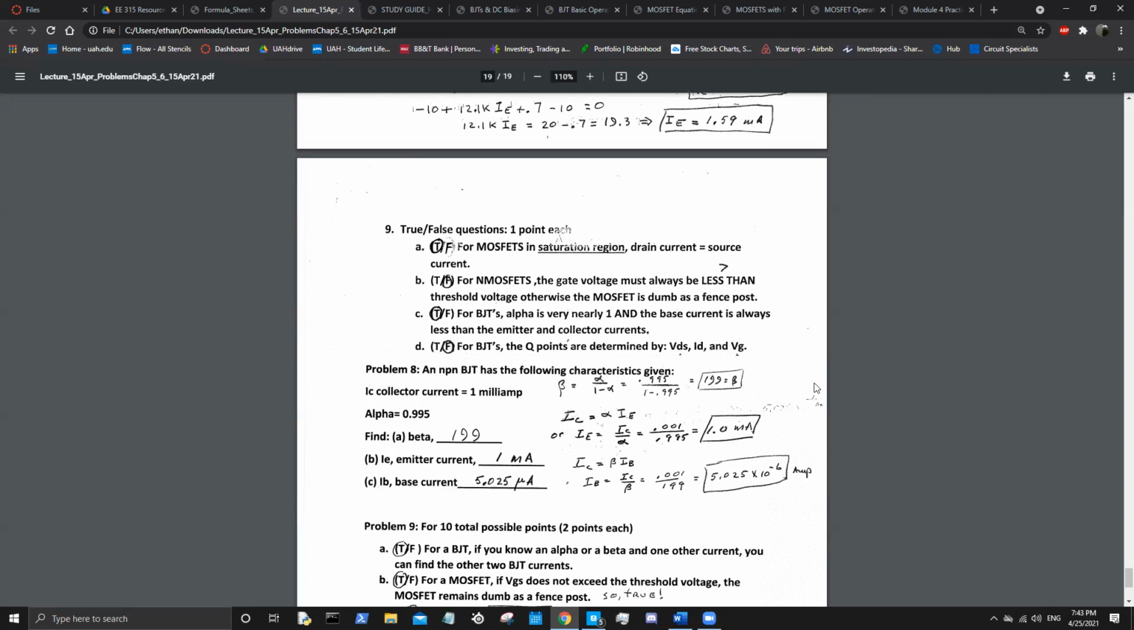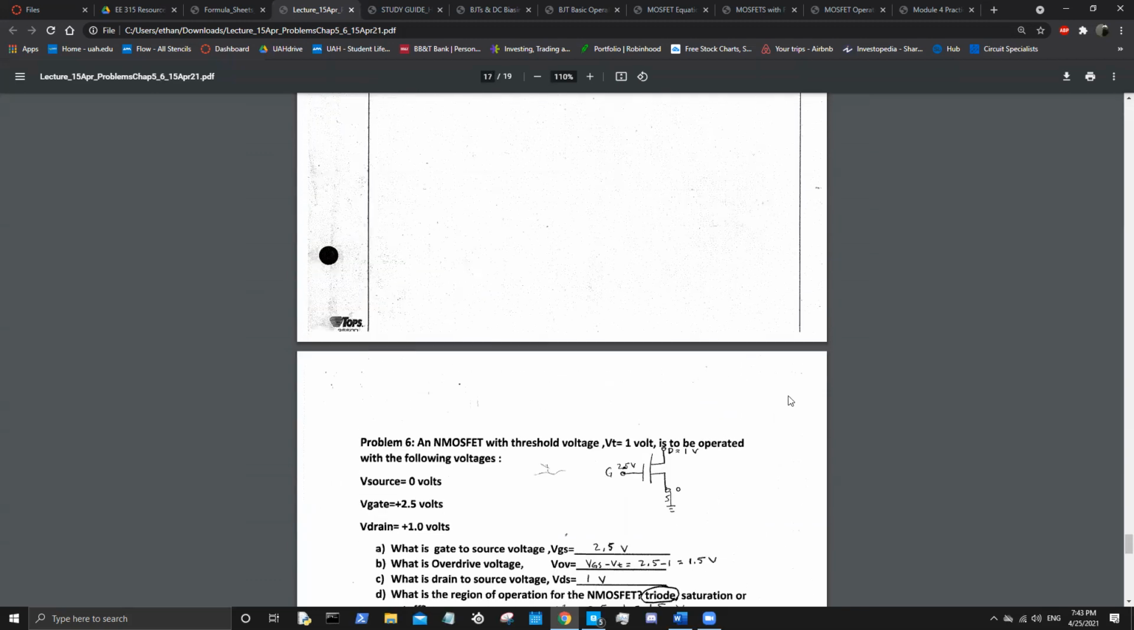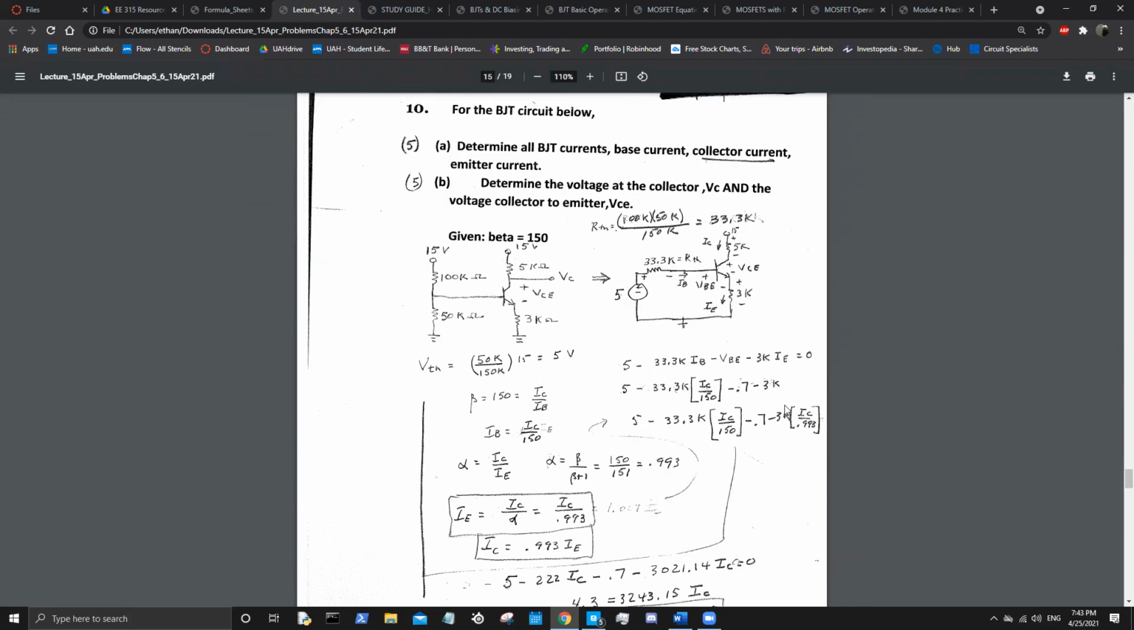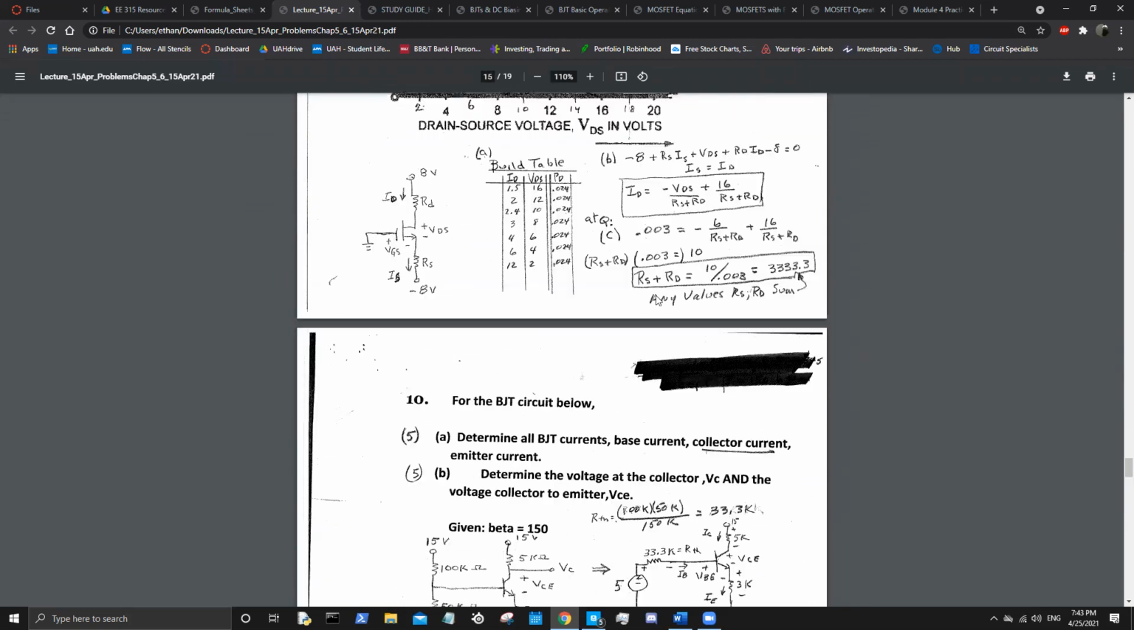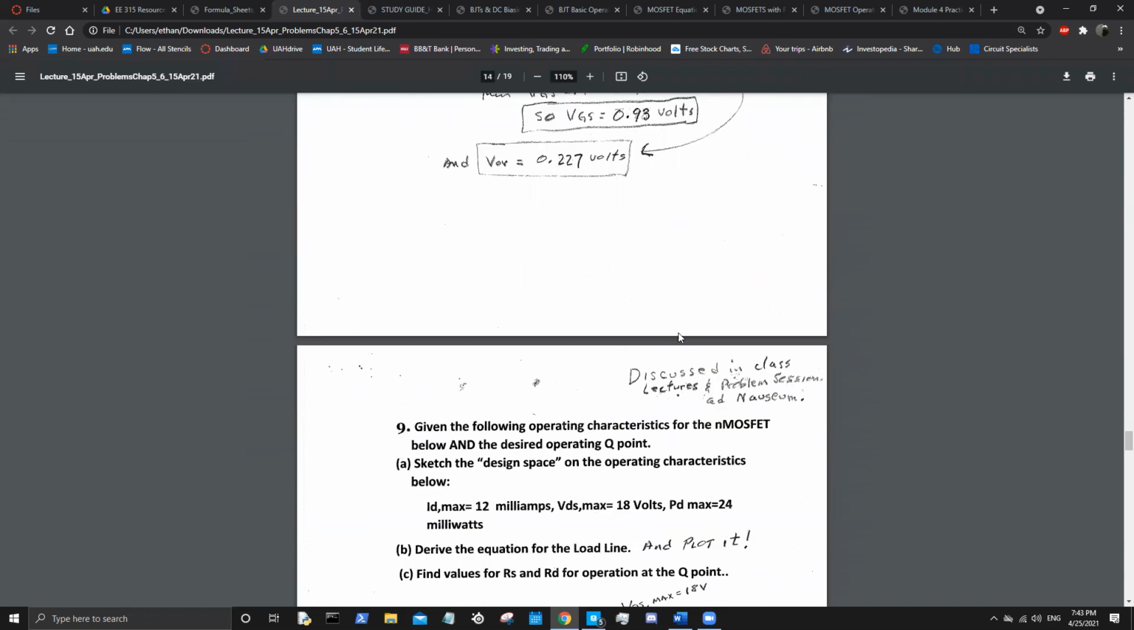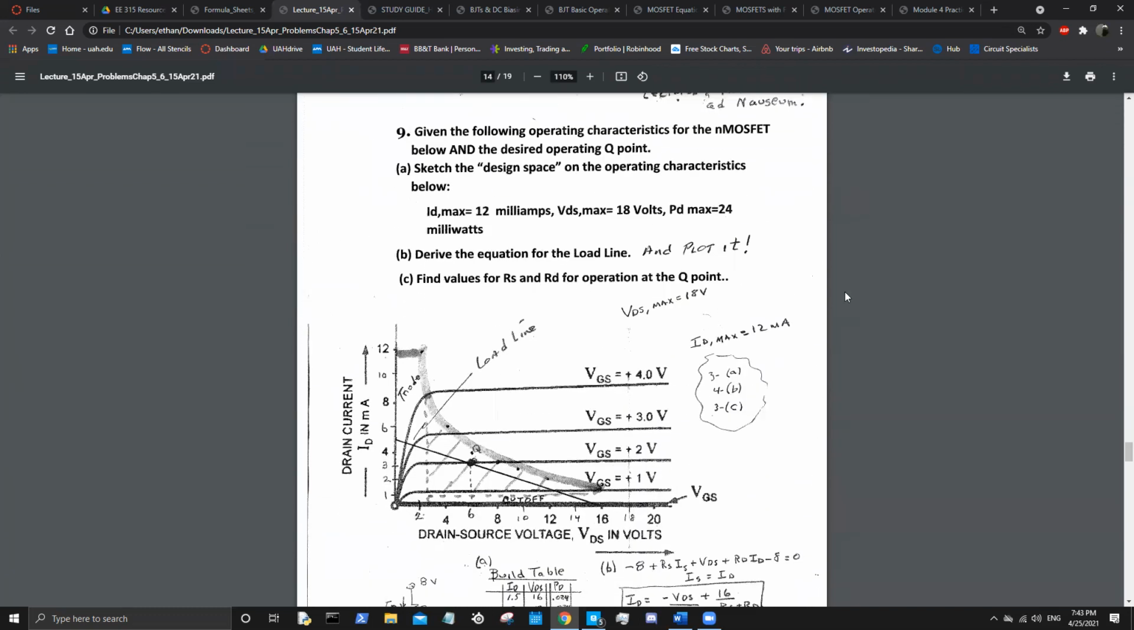VDS, ID, VG. Okay, go up to the thing where we had to do the problem, where there's actually a chart. So where the heck is VG? There's no VG. There's VGS. Well, it said for a BJT, not a MOSFET, right? I think it's almost the same situation though.